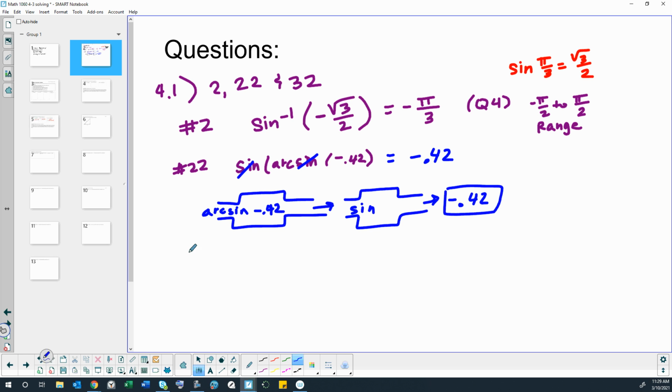Okay, looking at 32, I kind of maybe just answered your question. But let's look at it and then we can reinforce what I was just talking about. So a sine of 11 pi over 6. So the sine of 11 pi over 6, all students take calculus.